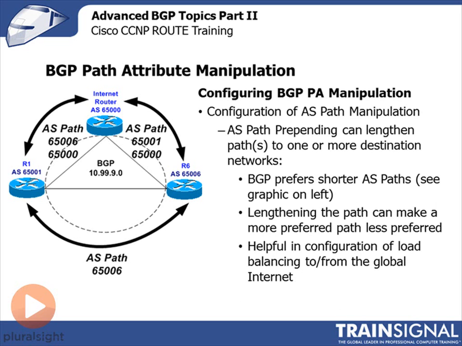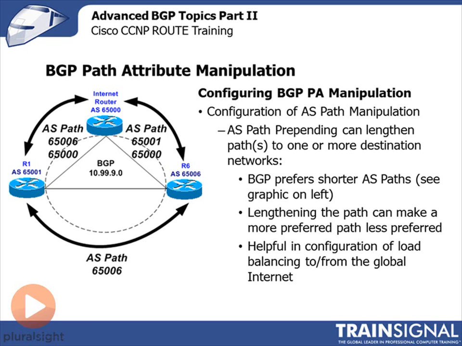Now, one of the things that can be done is called AS path prepending. We touched on this a little bit in our previous lesson. It can lengthen the paths to one or more destination networks. Remember, BGP prefers shorter paths. Look at the graphic on the left. The AS path to 65006 from router 1 is going to be a single AS path hop. In order to get there through the internet router, it's going to be 2 AS path hops. Look at that, 65006, 65000. And then from router 6's perspective, it's the opposite. But the whole point is the direct route between R1 and R6 is always going to be preferred over R1 through the internet router to R6, and conversely, because it's a longer AS path.